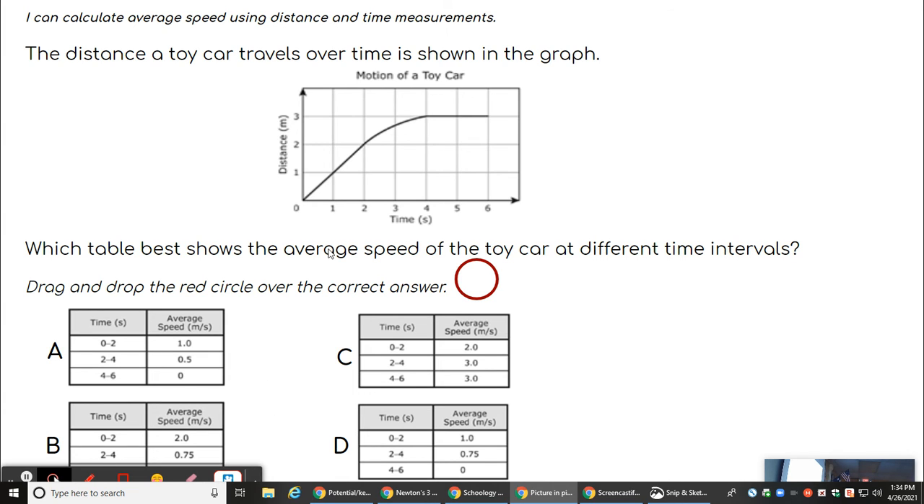Then here between 2 and 4, so what you have is the time in between 2 and 4, so that would be 2 seconds is your total time. And the distance traveled from there would be from here to here, which would be 1. So 1 meter divided by 2 is 0.5 meters per second. And then between 4 and 6, you see you're not going any distance, so your distance is 0 divided by time. So that would be 0. So A looks good.